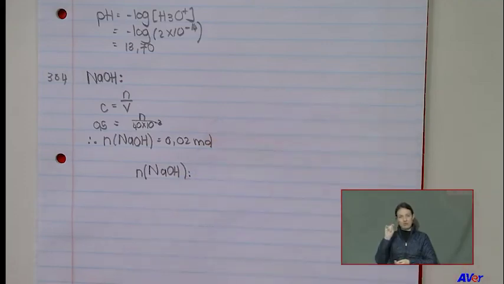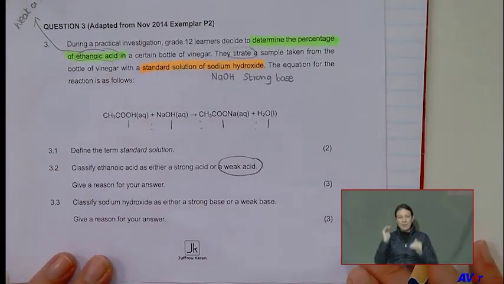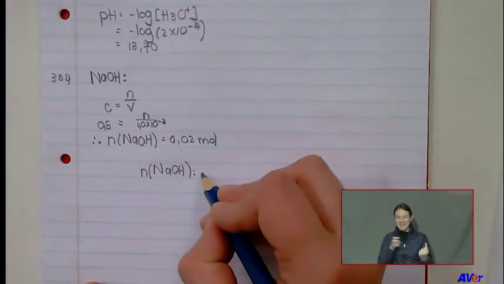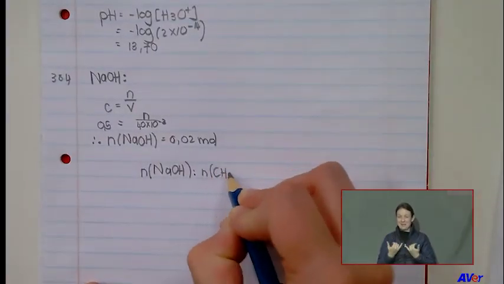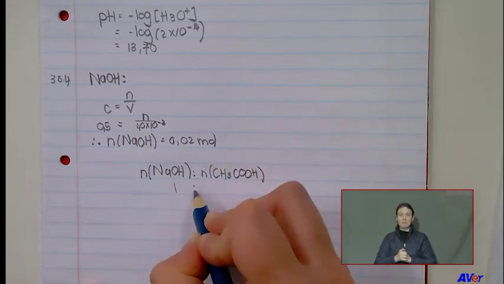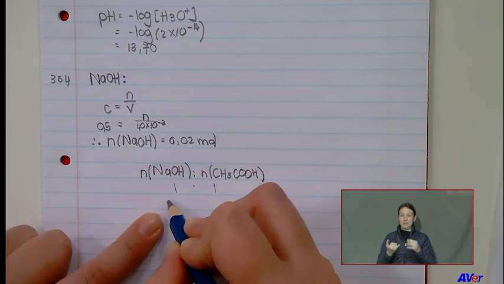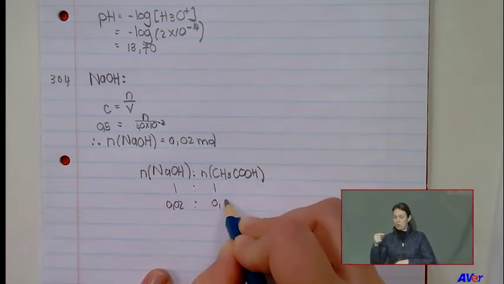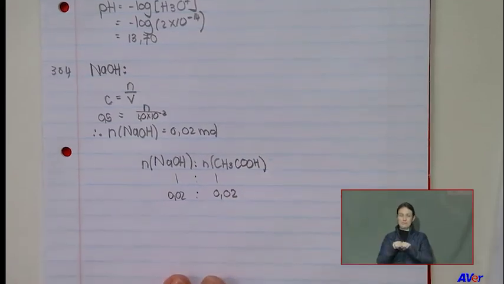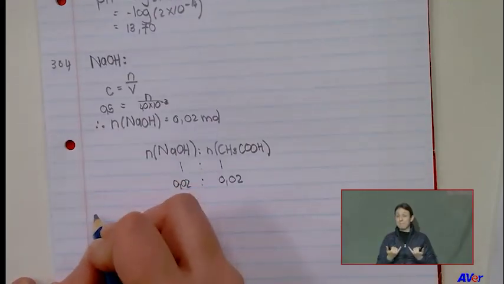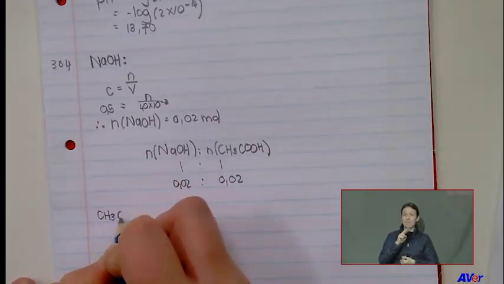Okay, now I can say, based on the ratio between the sodium hydroxide and the ethanoic acid, where do I get the ratio? I get the ratio from the balanced equation. So it's 1 to 1. I just heard someone ask, where does the ratio come from? So it's from the balanced equation. So in other words, if sodium hydroxide is 0.02 moles, it means the ethanoic acid is also 0.02 moles. Happy with that? Okay, now I can go to the ethanoic acid, which is CH3COOH.